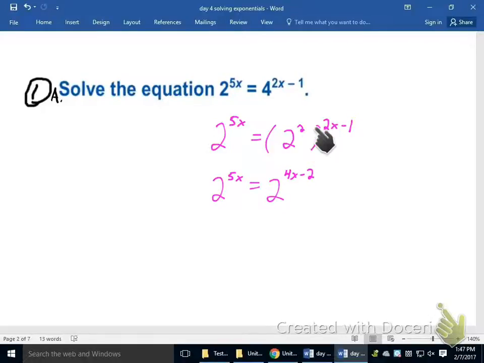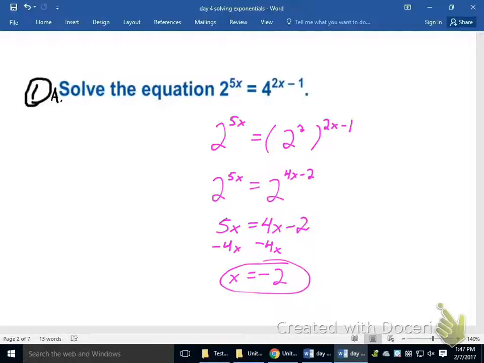Remember, you'd have to distribute right here with your exponents. Now I can drop the bases, so 5x does have to equal 4x minus 2. To solve this problem, I'll subtract the 4x from both sides. Get 1x equals negative 2. And that's it. There we go. And you do always want to plug these back into the original problem just to check your answer and make sure you're doing the right thing.